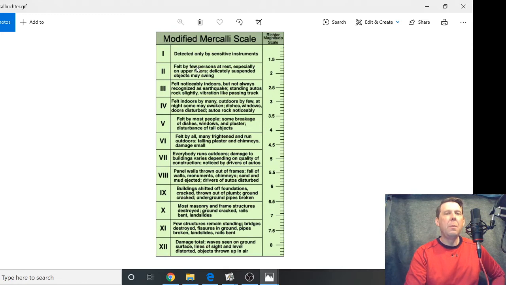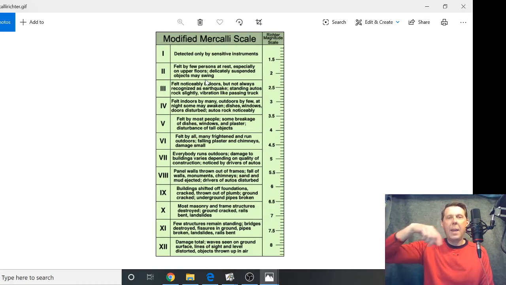A 2 is felt by a few persons at rest, which means if you're just sitting there, you might feel it, especially on the upper floors. Delicately suspended objects may swing. So if you have something hanging, it may swing a little bit. If it was a 3 in Roman numerals on the Mercalli, this would be a 2.5.